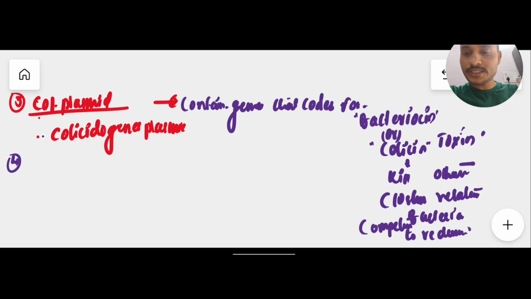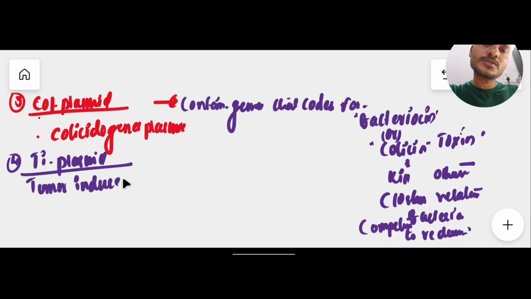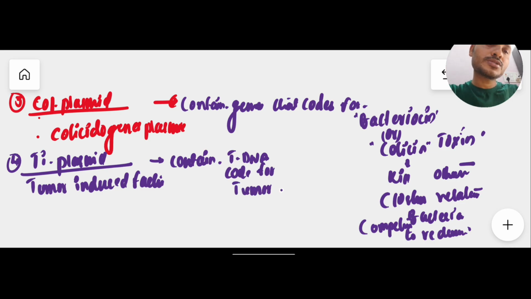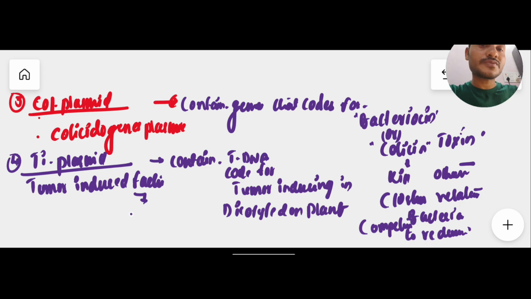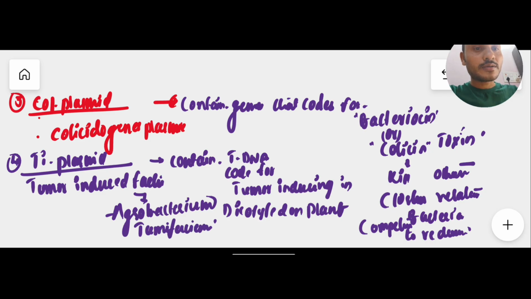Now coming to the fourth one, that is the Ti plasmid. The Ti plasmid is also called the tumor inducing plasmid. These contain T-DNA. This T-DNA codes for tumor induction in dicotyledon plants. Very important. These Ti plasmids are isolated from a bacterium called Agrobacterium tumefaciens. These plasmids induce tumor in dicotyledon plants.